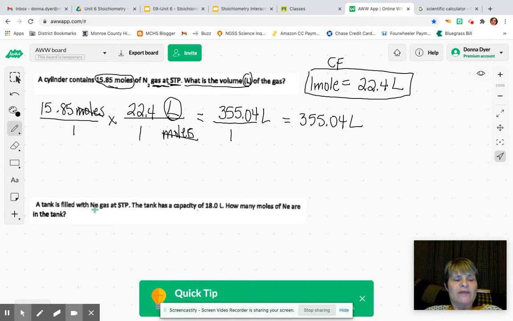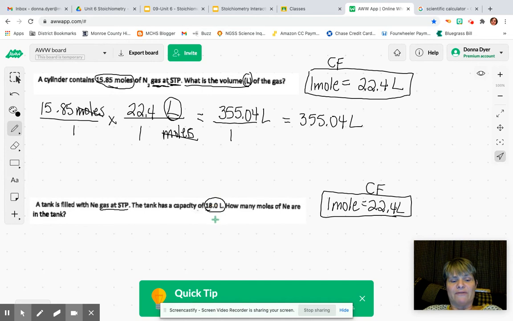A tank is filled with Ne, that's neon gas, at STP. So again, I see gas at STP. I know my conversion factor is going to be 1 mole is equal to 22.4 liters as soon as I see that gas at STP. The tank has a capacity of 18.0 liters. So that's my given information, the only number that I'm given, 18.0 liters. How many moles? So I know moles is what I'm solving for. So I'm going to take what I'm given and put it over 1, and I'm going to be solving for moles of neon in this tank.